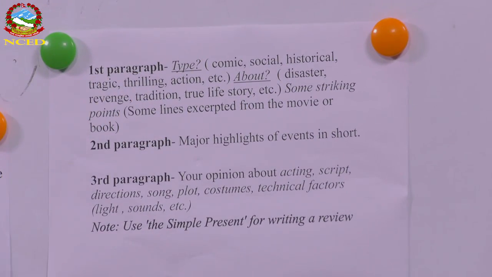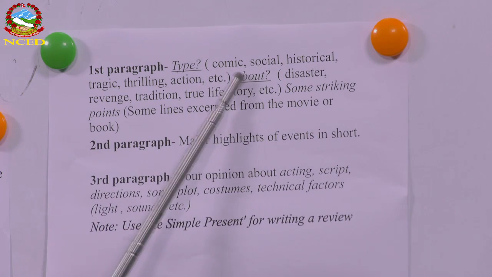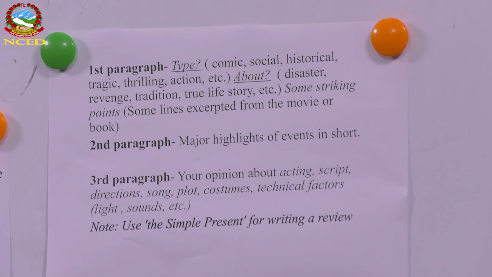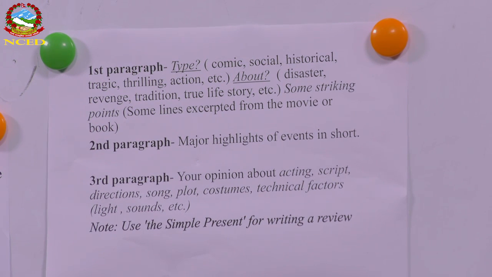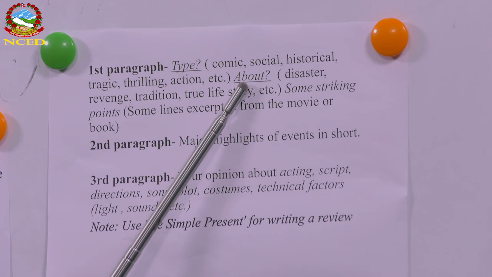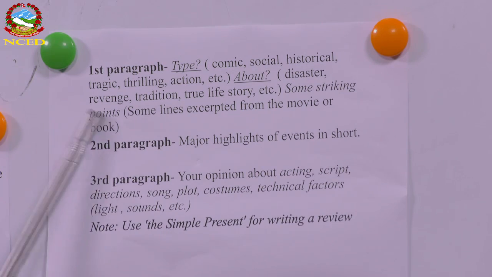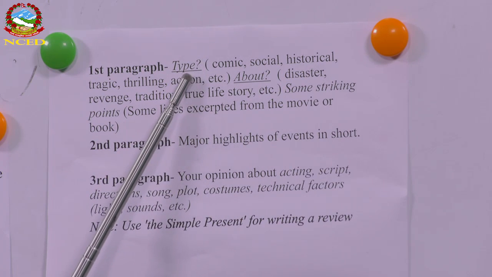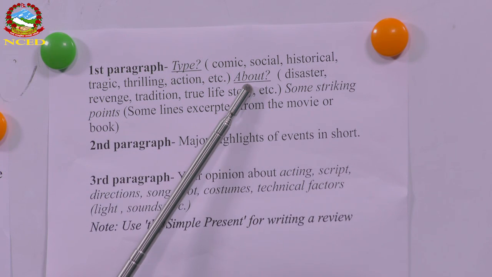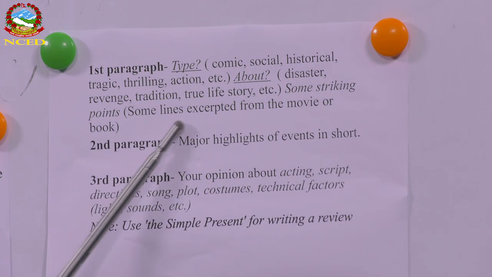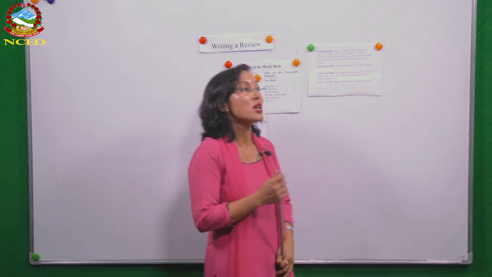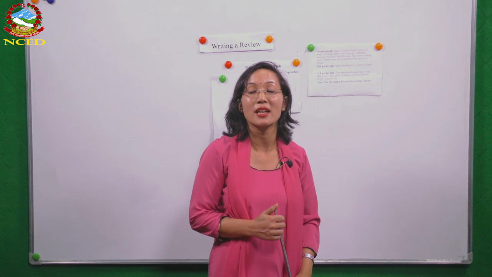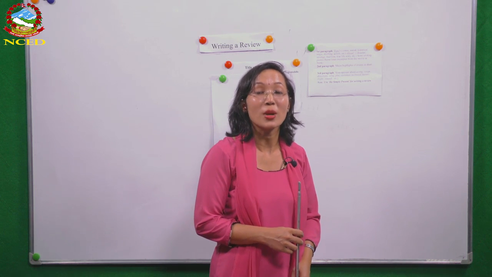Type: comic, social, historical, tragic, thrilling, action movies. It means what type of movie or what type of book is that? And what is it about? What does it say, what does it reflect? Disaster, revenge, tradition, true life story, love story, etc. Next, a striking point: some lines excerpted from the movie or book. To make your review very effective, sometimes you directly mention the lines or dialogues from your book or the movie. Is that clear?